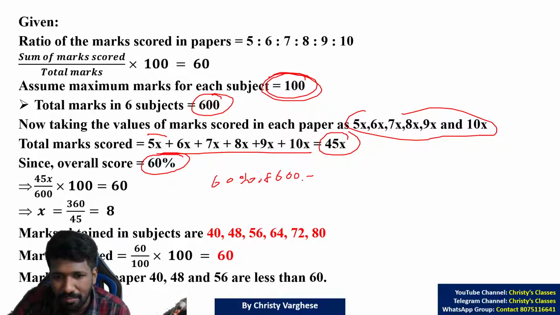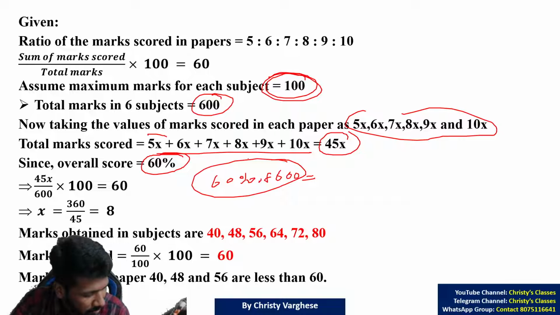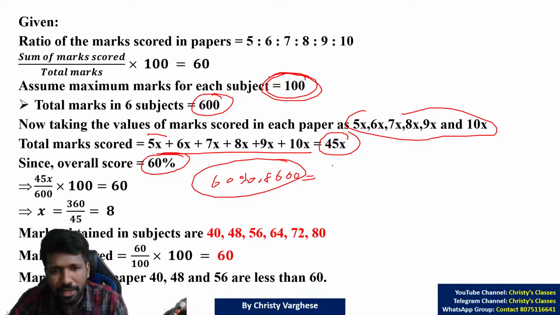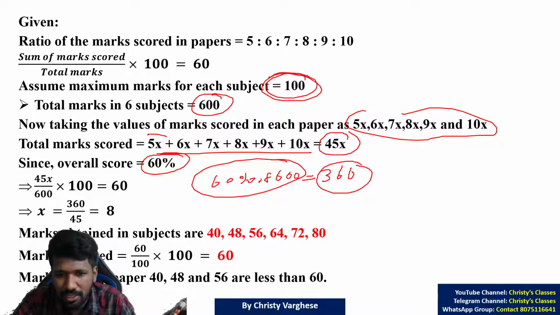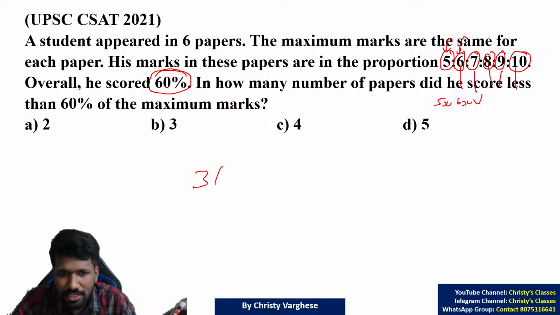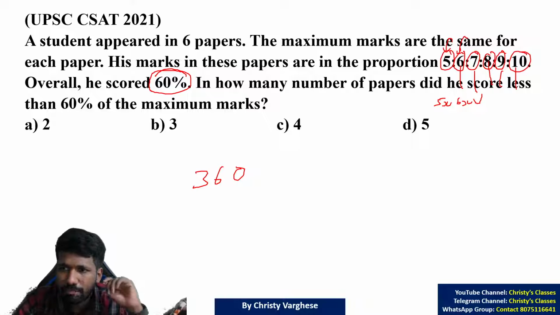Now comes the mental math trick that you learned yesterday. 60% of 600, how to find it? 50% is 300, 10% is 60, so it is 360. All of you are understanding 360. So 360 is the mark he scored if it is out of 600.